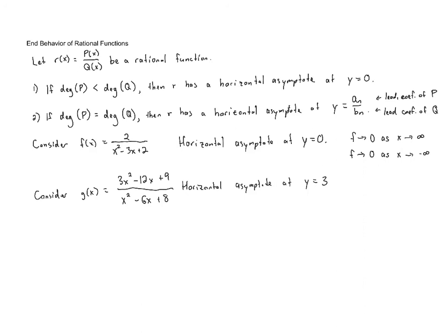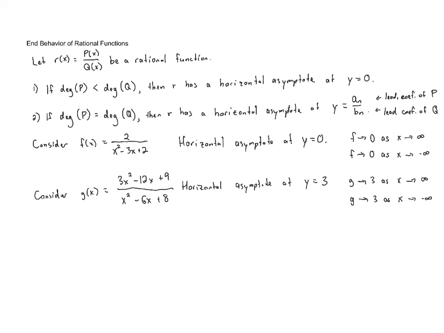So our function value is going to be getting closer and closer to 3 as we approach positive infinity and negative infinity. If you want to test this out, you can make a table of values, picking large numbers for x, like 100, 1,000, 10,000, or negative 100, negative 1,000, negative 10,000, and you should be able to see numerically that the function values are getting closer and closer to 3. So in this case, g approaches 3 as x approaches infinity, and also g approaches 3 as x approaches negative infinity.